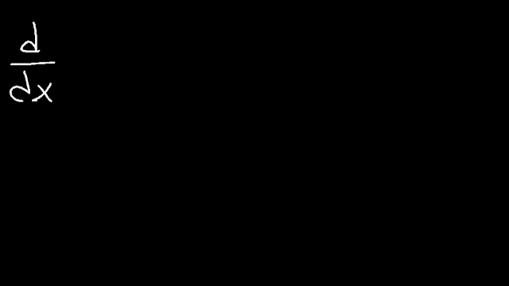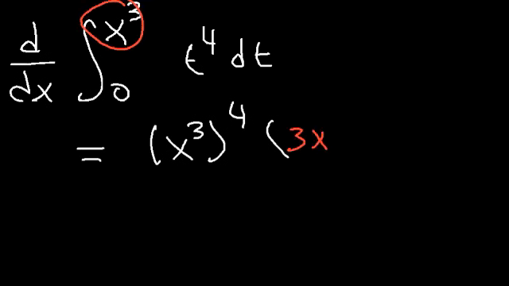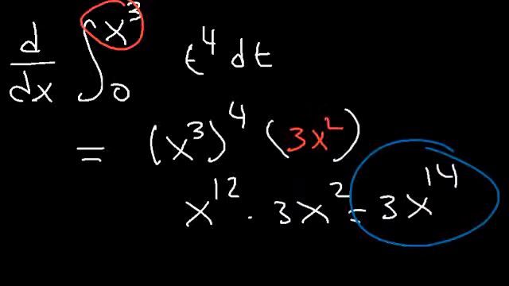Now what about this one? What is the derivative with respect to x of the integral from 0 to x cubed of t to the 4 dt? So first replace t with x cubed. This is going to be x to the third power raised to the fourth, and then multiply it by the derivative of x cubed, which is 3x squared. So x to the third raised to the fourth power, you need to multiply the exponents. This is x to the 12, 3 times 4 is 12, times 3x squared, which is 3x to the 14. So this is the final answer.